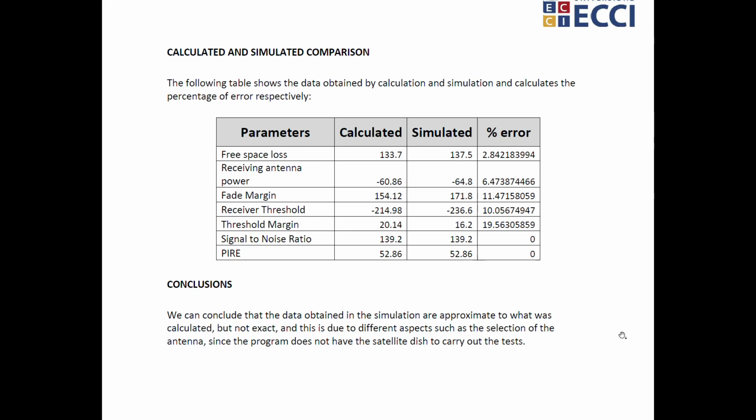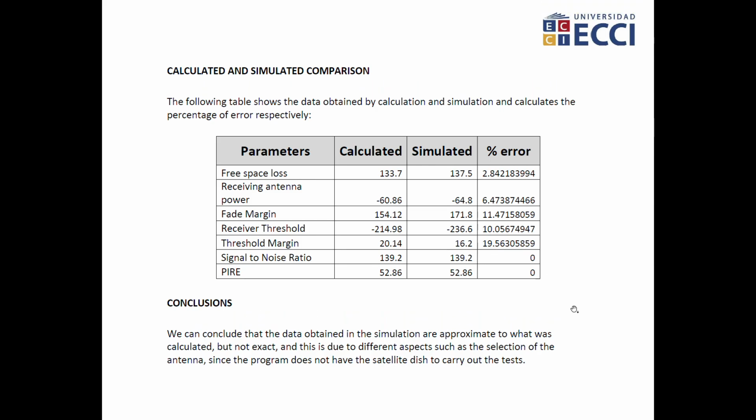And this is due to different aspects, such as the selection of the antenna, because the program does not have a satellite dish. It has only the Yagi antenna, so we have to use that Yagi antenna for the simulation. So that's one aspect that makes a difference between the simulation parameters and the calculated parameters.